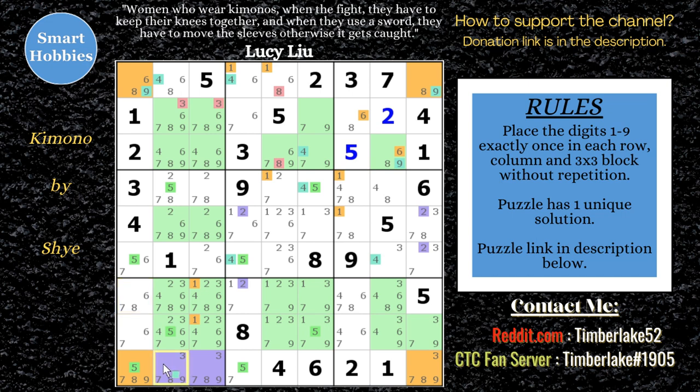And the reason that's key is now we create another strong link with the 9s. So we have a strong link to this 9 and a strong link down to this 9 right there. That's huge because now it connects to this 5.